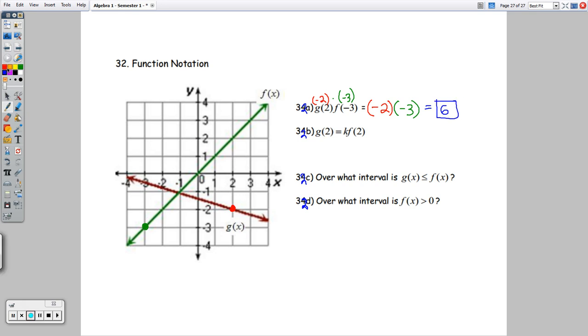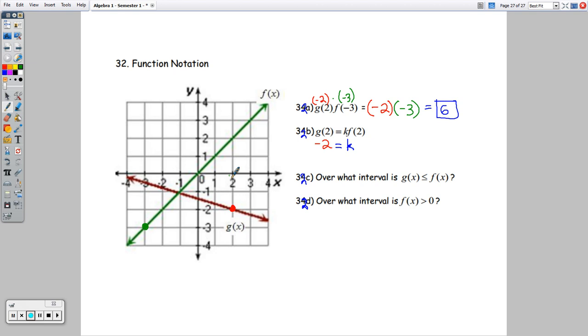G of 2, we already know that. If we go to the right 2, the value on the g of x line is -2. So this is -2. That's going to equal k times f of 2. K is what we're going to try to figure out. K is a constant term here. And then f of 2.